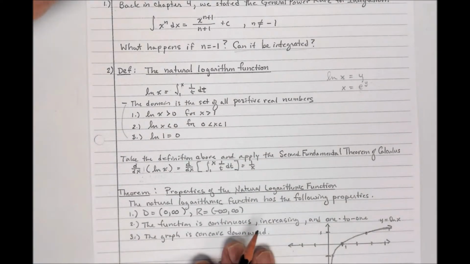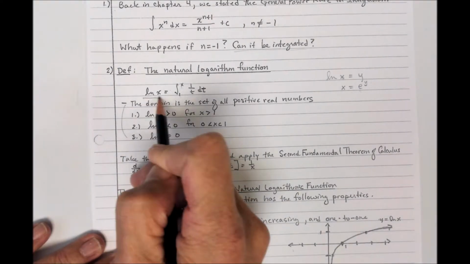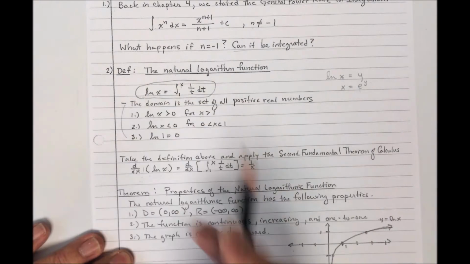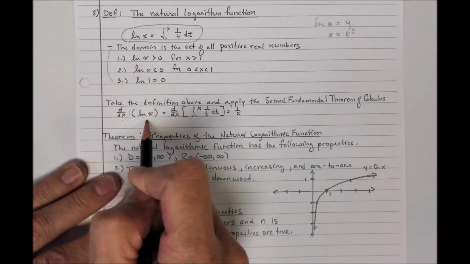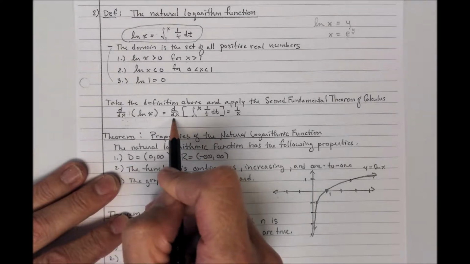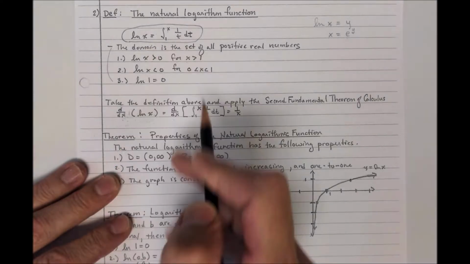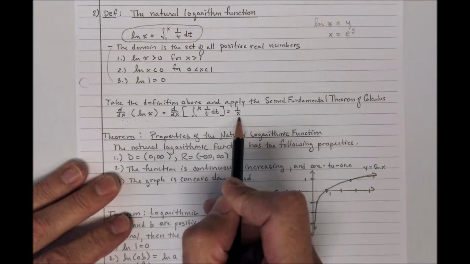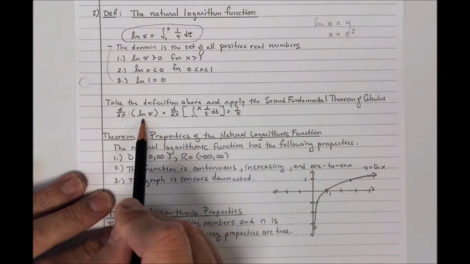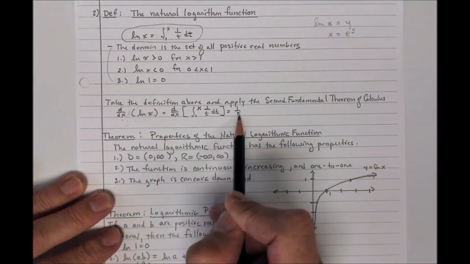Now if we take this definition right here, and we apply the second fundamental theorem of calculus by taking the derivative of this, the derivative of the natural log of x is equal to the derivative with respect to x of this expression, the integral from 1 to x, 1 over t dt, which is equal to 1 over x.